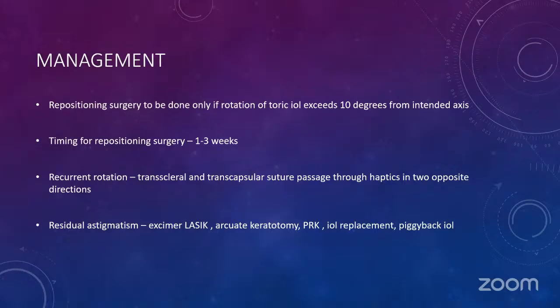Now, management: for this case, repositioning or redialing surgery is to be done. However, only if the toric IOL rotation exceeds 10 degrees from the intended axis is a repositioning or redialing surgery to be done. The timing of the repositioning surgery is generally 1 to 3 weeks. In case of recurrent rotation, transcleral and transcapsular suture passage through the haptics in two opposite directions can be done. And for residual astigmatism, excimer laser, arcuate keratotomy, PRK, IOL replacement, or piggyback IOLs can be used.